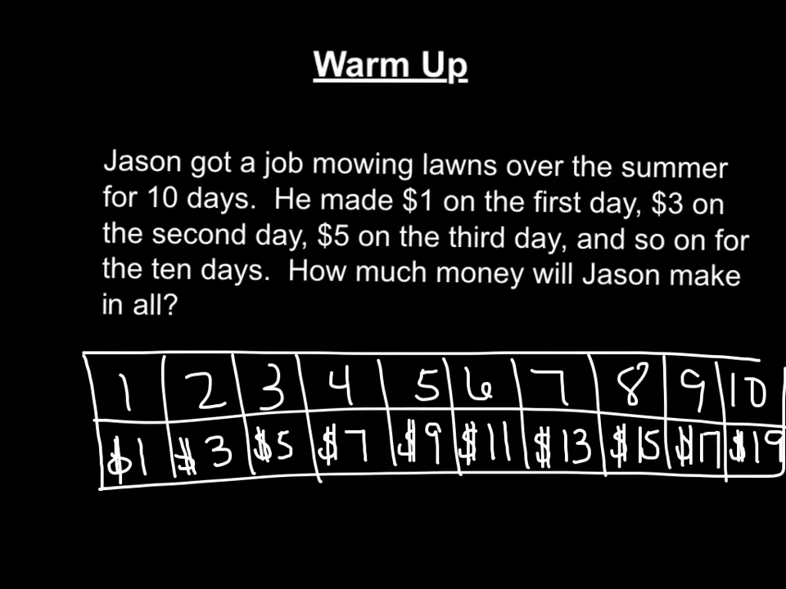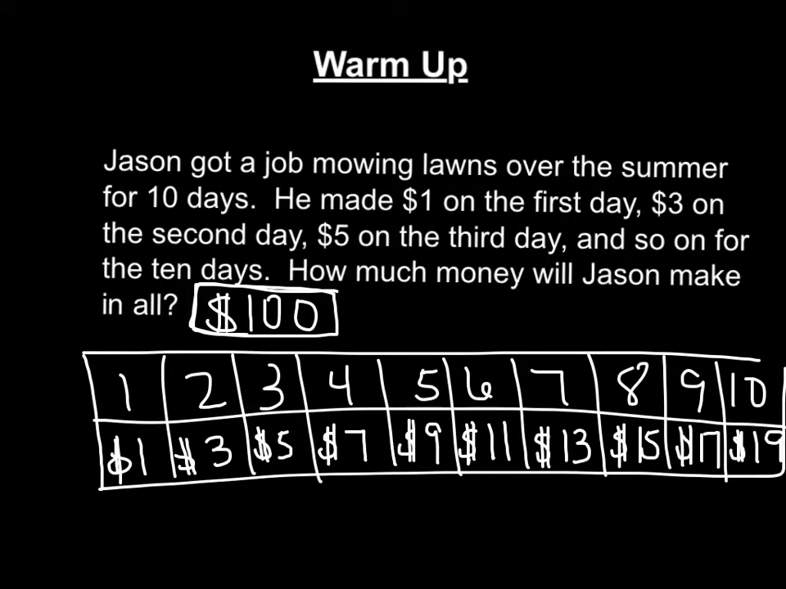Yes, it should look like this when we're finished. We would have added 7, 9, 11, 13, 15, 17, and 19. And then to figure out how much money Jason made in all, now that we know the pattern, we can just go ahead and add up all of these numbers. And when you did that, what did you find for the amount of money he would make in all? After adding it all up, you should have found that Jason made $100 after mowing lawns for 10 days.